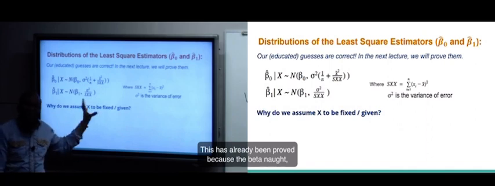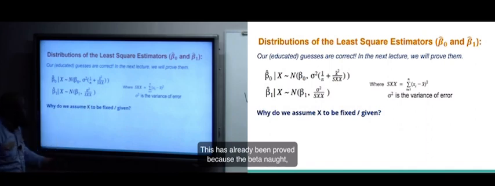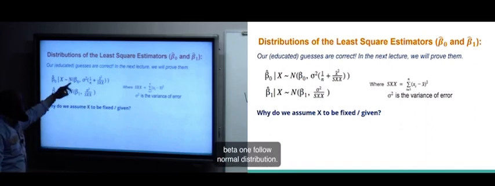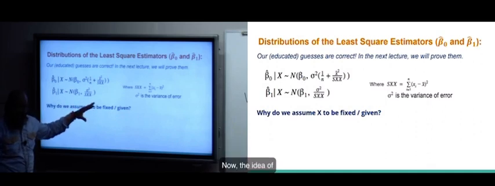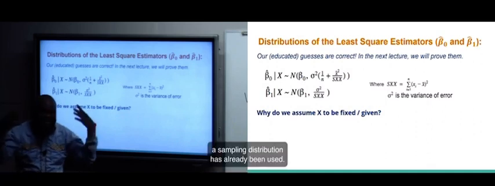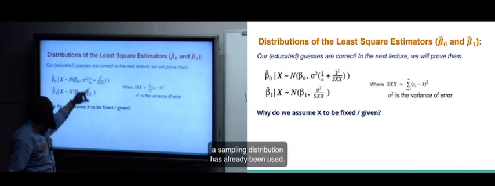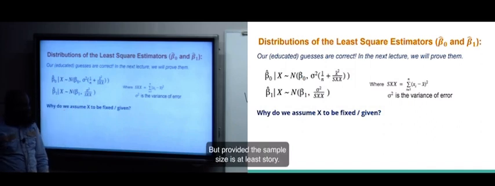This has already been proved. Because the beta naught, the beta one follow a normal distribution now. The idea of a sampling distribution has already been used, but provided your sample size is at least 30.